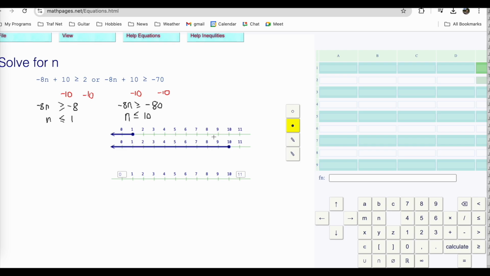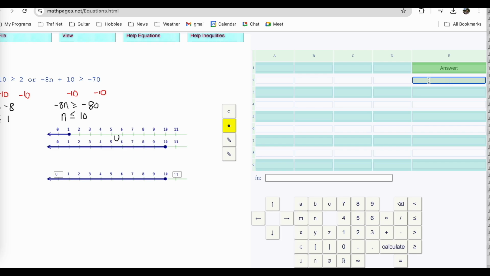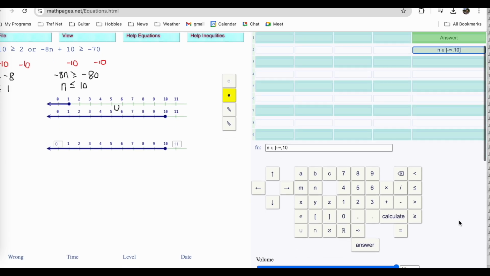If we union them, if we put them together, remember we're doing union, we're going to get everything from 10 to negative infinity, like this. Our interval is n is a member of rejecto bracket on negative infinity, all the way up to 10, excepto bracket on the 10, and then we press answer to see if we're right.